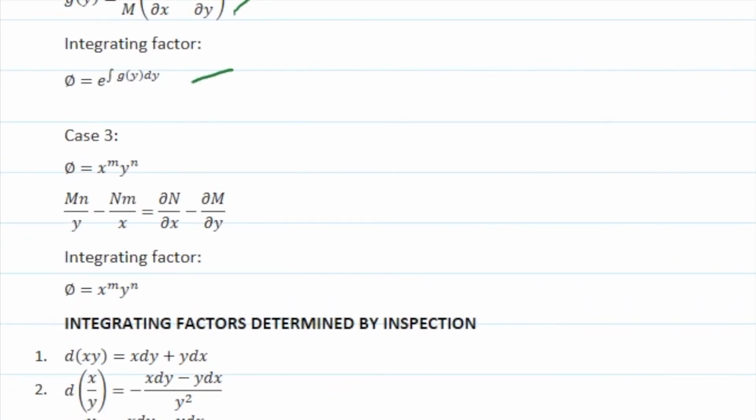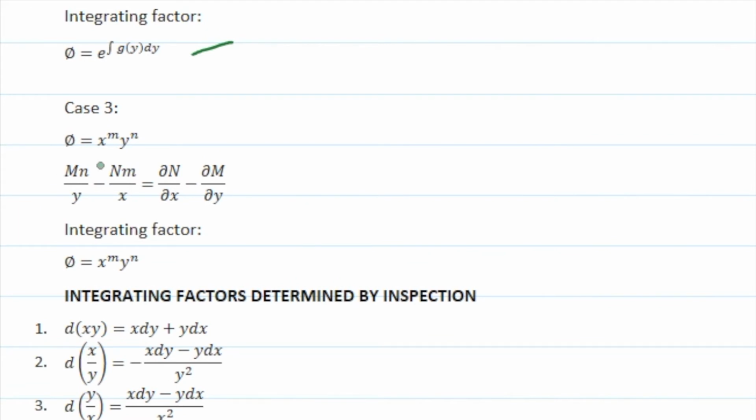And last, case number 3, the integrating factor is equal to x raised to m, y raised to n. So we use m over y minus n over x is equal to the partial of N over partial of x minus the partial of M over partial of y. So we use the integrating factor of x raised to m, y raised to n. Note that the small m and n are constant values.